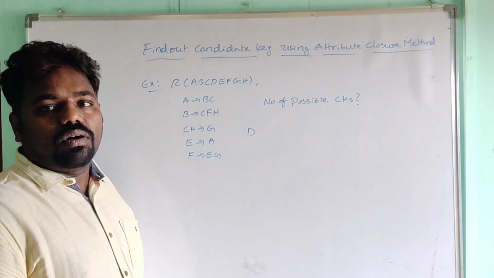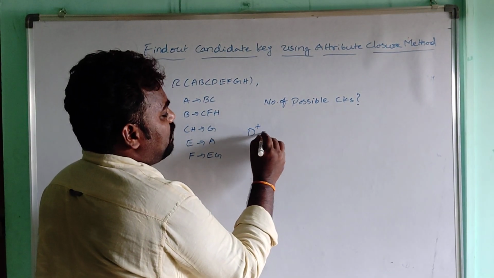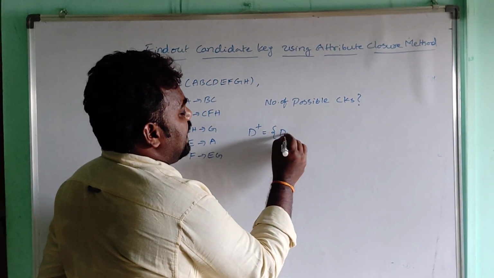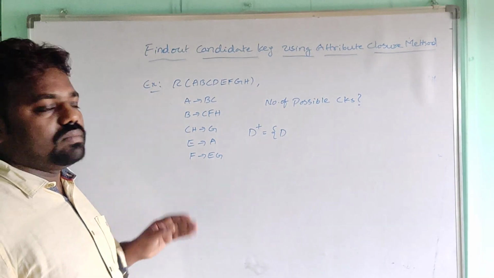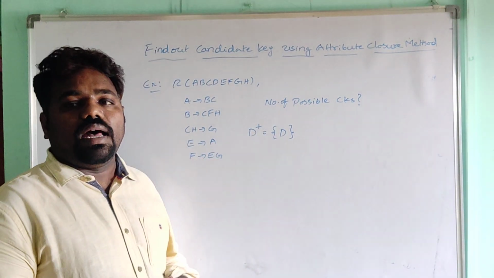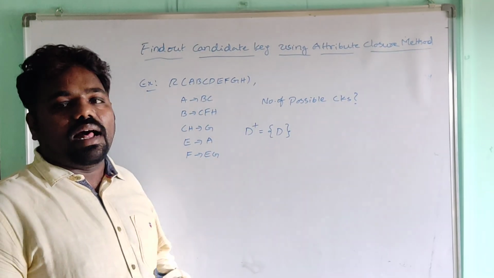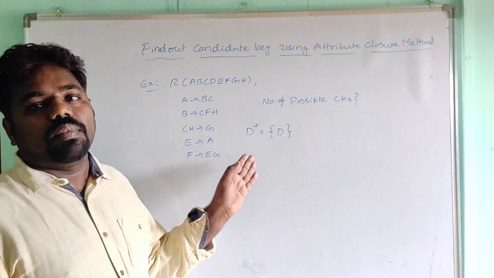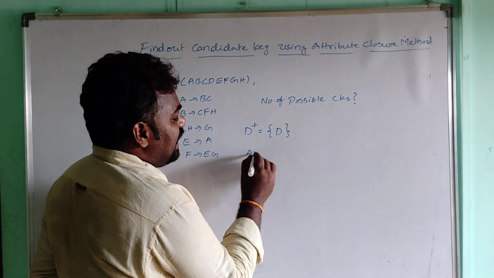Here first we need to find the closure of this element, which is D plus. D determines D always, and here D cannot determine any other elements. If the closure of an attribute which is not present at the right side cannot determine all the elements, then we need to go for a combination of the attribute set. Then first we try adding A, AD plus.